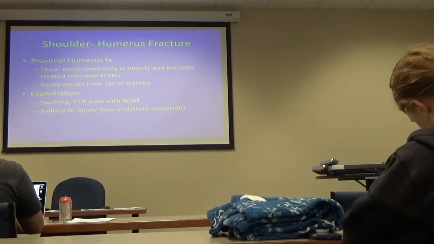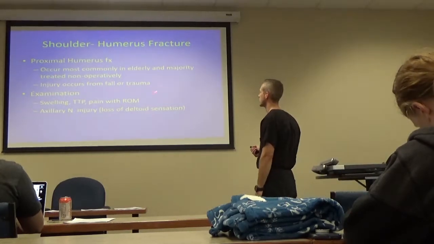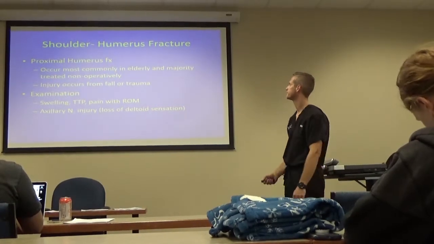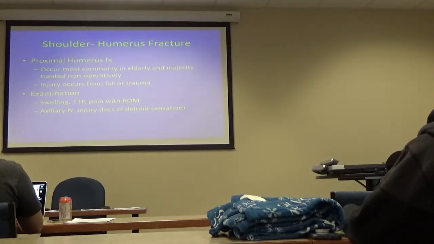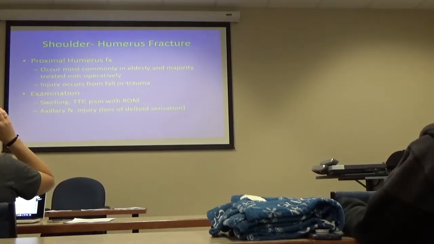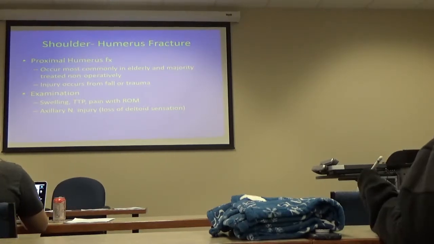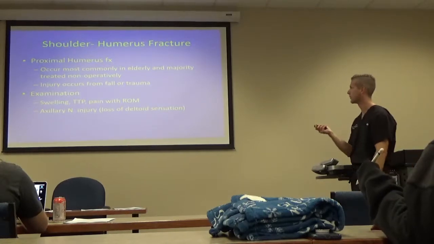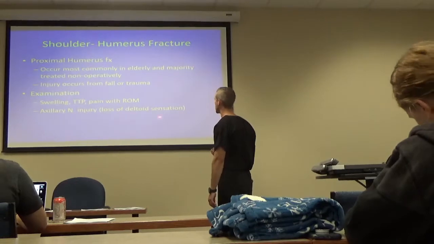Proximal humerus fractures. A lot of times in the elderly, the majority are treated non-operatively. Injury occurs from a fall or trauma. Young, healthy people typically, I mean, your humerus and your femur and your pelvis are pretty strong bones. You don't fracture those a whole lot unless you're in a car wreck or fall from some great height. But old people, good Lord, old people can fall from their knees and break every bone in their body. That just happens. Swelling, tenderness to palpation, pain with motion. Again, axillary nerve, loss of deltoid sensation.